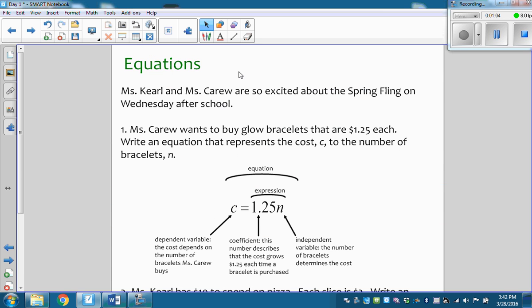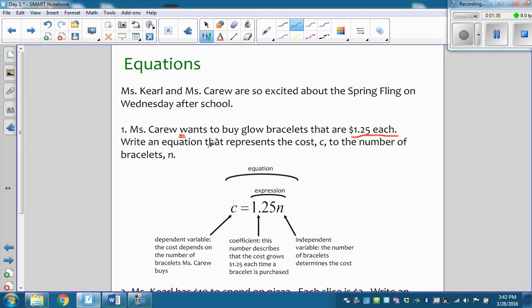So here's the situation. Miss Carol and Miss Carew are so excited about the spring fling on Wednesday after school. Miss Carew wants to buy glow bracelets that are $1.25 each. So when you're doing a problem like this, remember that there's some key information that we might want to identify. Like that's important, $1.25 each. And we want to write an equation, which means that we're going to have an equal sign in the equation. So that's a key word.